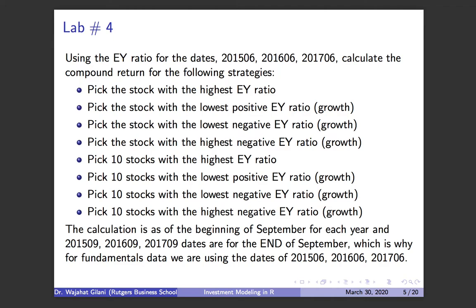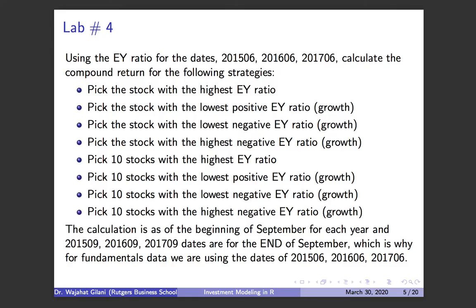It's 4 different strategies. The first strategy is very easy. For each period, the stock with the highest EY ratio, we're going to buy. It's that simple, okay? That's clear, not a problem. The second strategy is basically we're going to pick the stock with the lowest positive EY ratio. So nothing below 0, but whatever is the lowest EY ratio that's still positive. That's the second strategy.